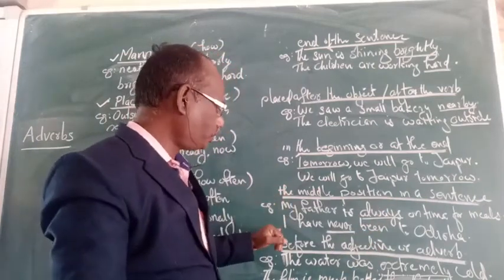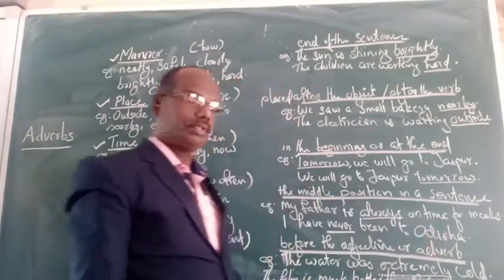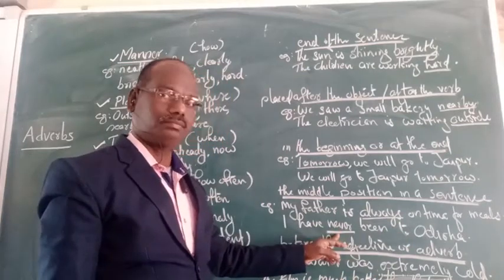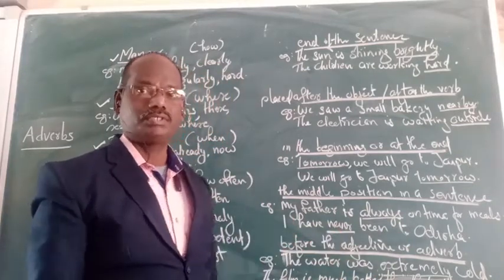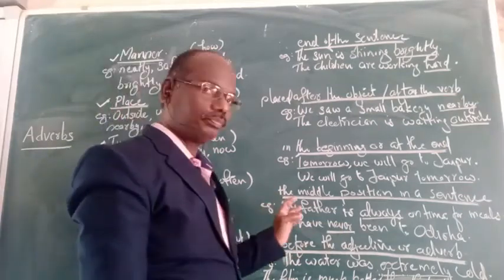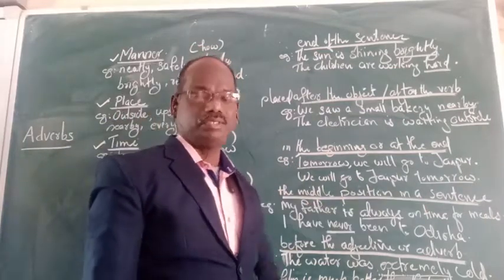In the second sentence we can see, I have never been to Odisha. Never is the adverb in this sentence. So, the position of the adverb of frequency is the middle position in a sentence.